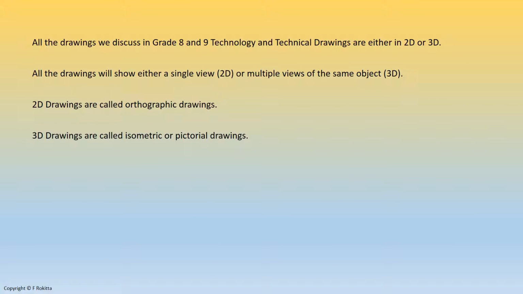In grade 8 and 9 technology and technical drawings, all the drawings that we discuss will either be in 2D or 3D. All the drawings will show either a single view, which is 2D drawings, or multiple views of the same object, which we call 3D objects or 3D drawings. 2D drawings are called orthographic drawings, and 3D drawings are called isometric or pictorial drawings. Other examples of pictorial drawings apart from isometric drawings are oblique drawings and perspective drawings, as mentioned earlier.